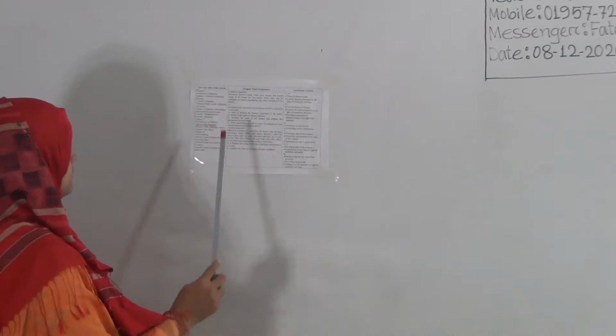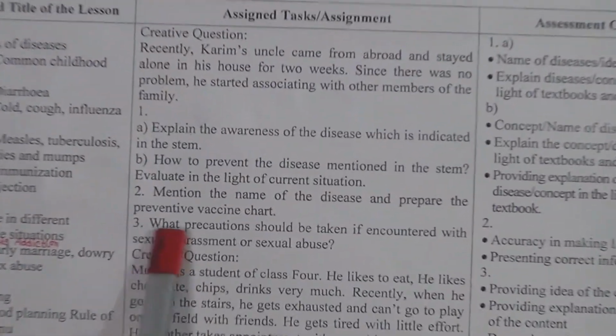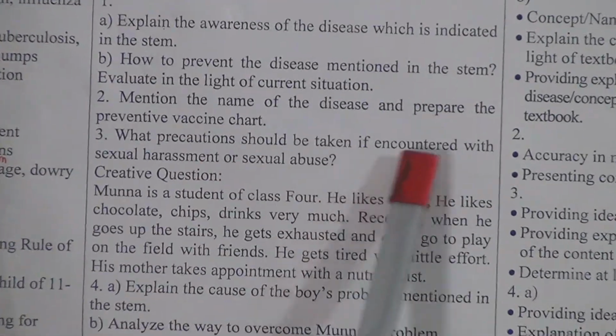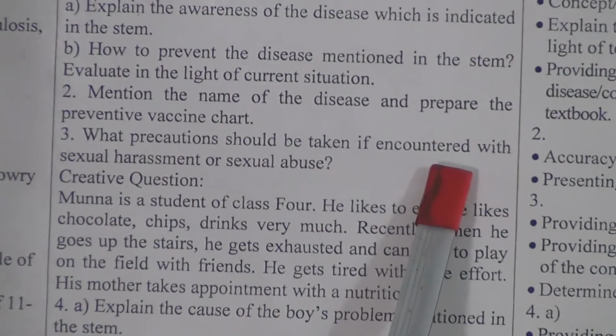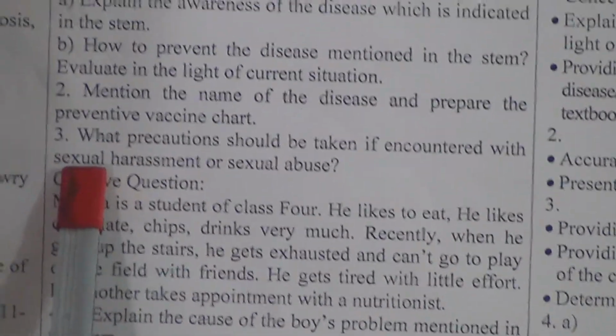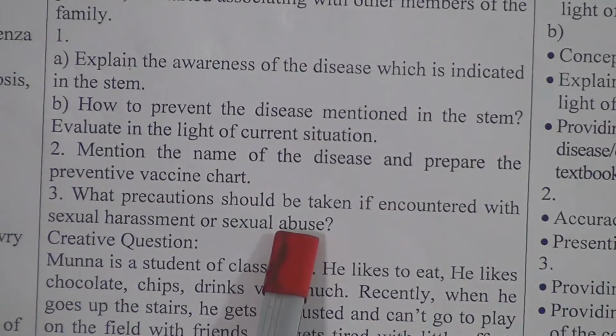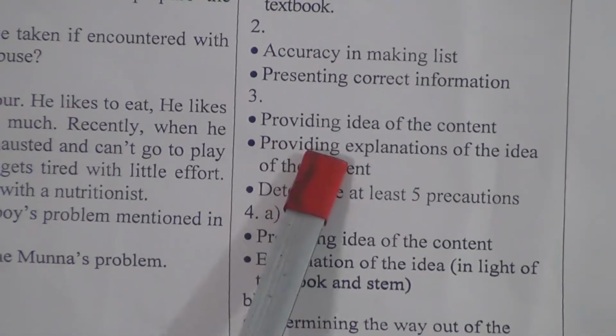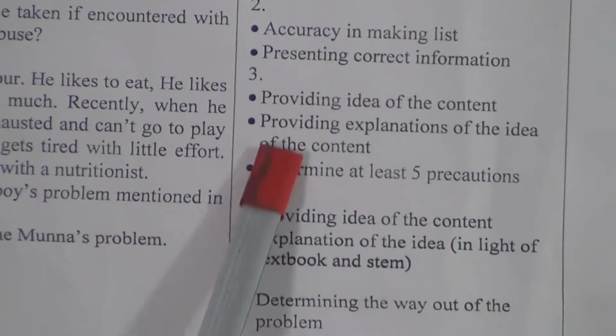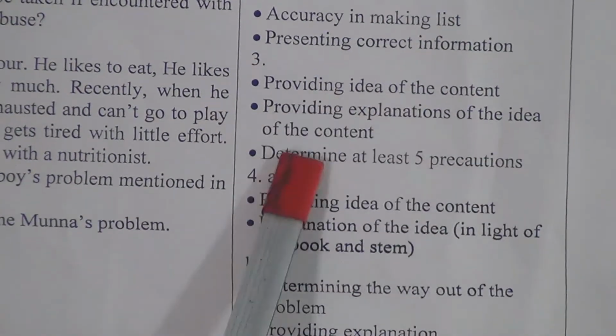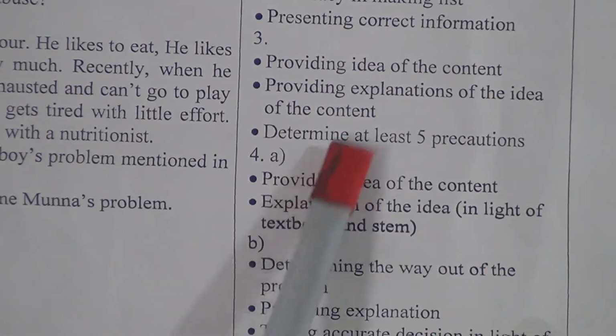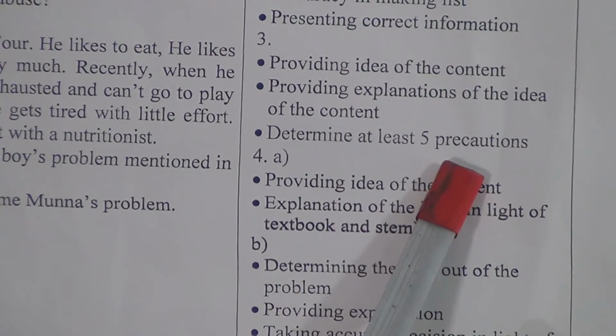Next one, question number 3. What precautions should be taken if encountered with sexual harassment or sexual abuse? For this question, some assignment criteria are providing idea of the content, providing explanations of the idea of the content, determine at least 5 precautions.